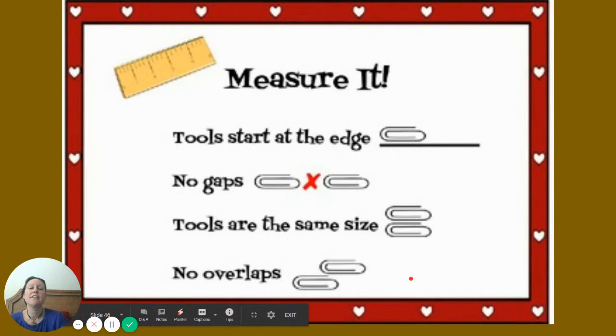And he didn't have his things overlapping. So when you measure with the hands, they weren't overlapping each other. So no gaps, no overlaps. Start at the edge and make sure you use the same tool and the same size.